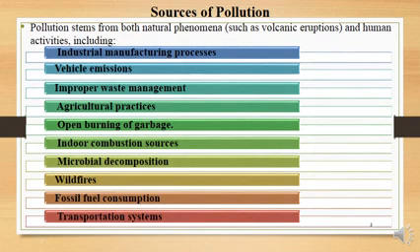So we're going to be looking at the sources of pollution. Pollution stems from both natural phenomena such as volcanic eruptions and human activities, including industrial manufacturing processes, vehicle emissions, improper waste management, agricultural practices, open burning of garbage, indoor combustion sources, microbial decomposition, wildfires, fossil fuel consumption, and transportation systems.